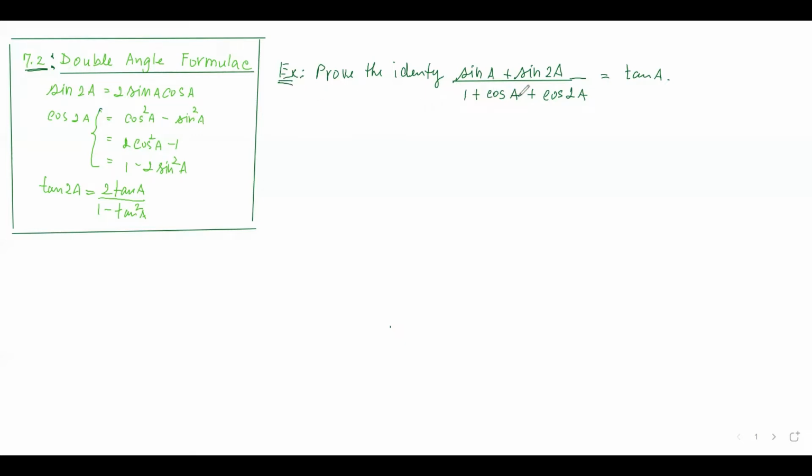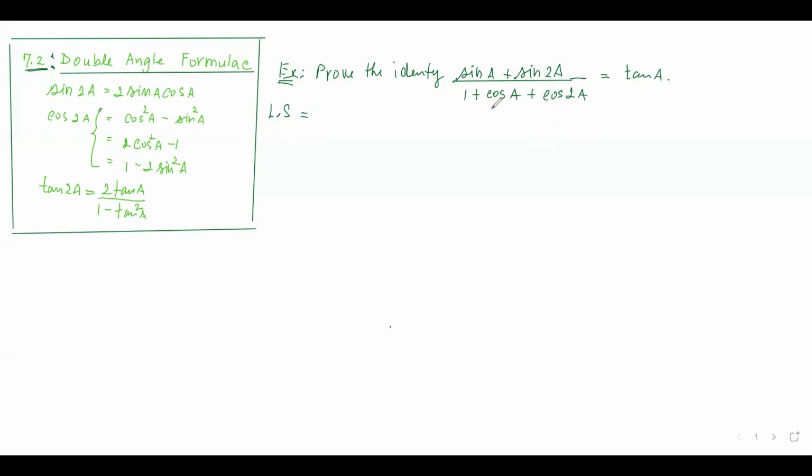Prove the identity: sine A plus sine 2A over 1 plus cosine A plus cosine 2A equals tan A. Okay, now we prove. Of course, we have to start from the left hand side, right? Because if you prove from the right hand side, it's harder, because it's only tan A, and this one is much easier. So we prove from left to right. Or if you want from right to left, there can be many ways to do it. It's too broad, so we do from the left.